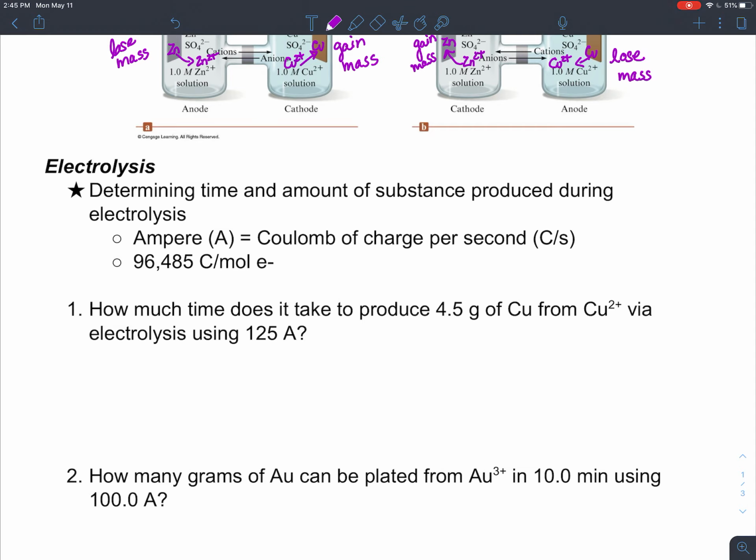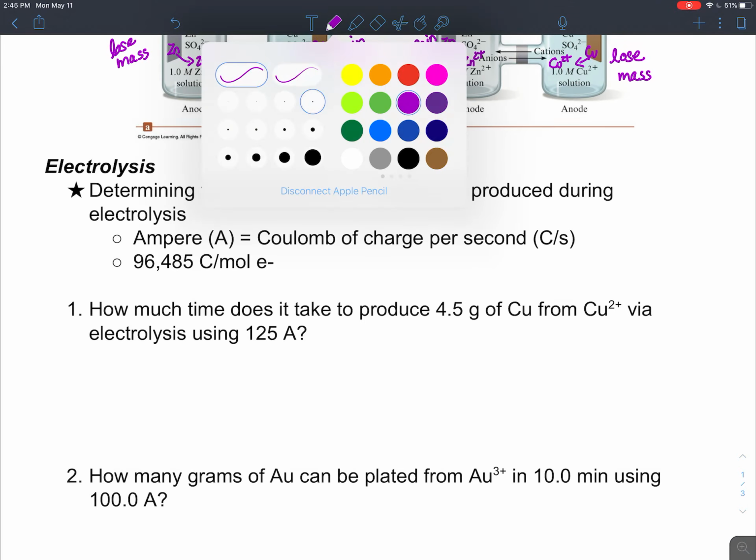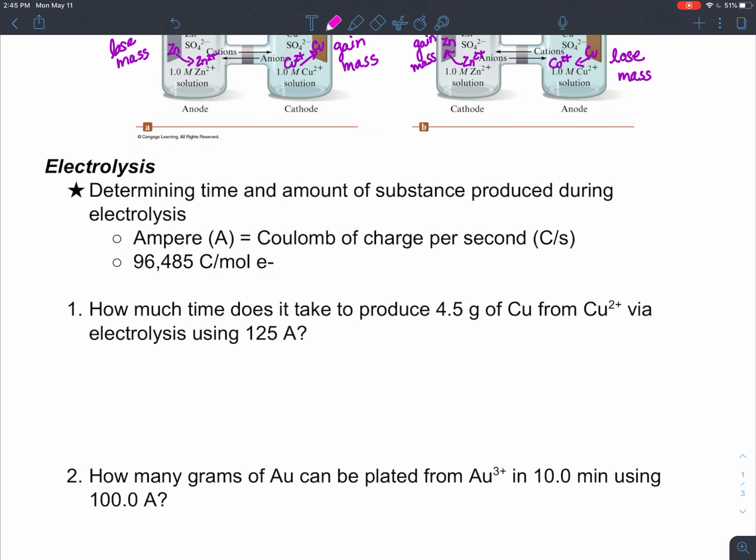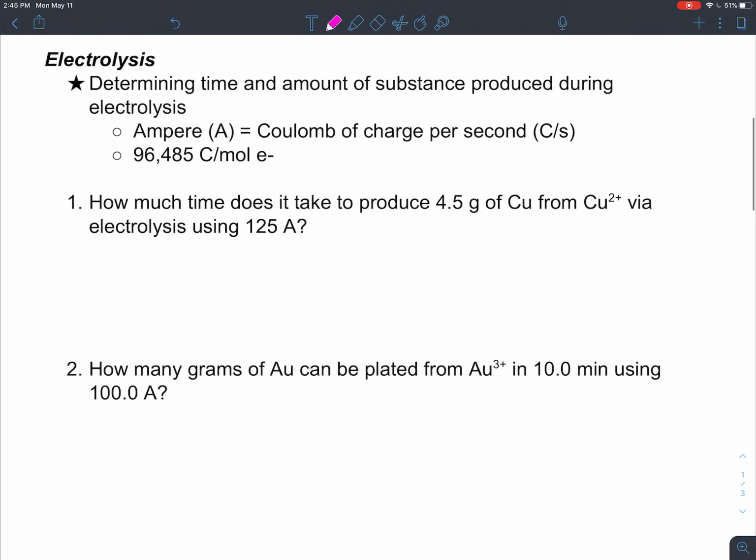These are nice little problems to work through because they're really just dimensional analysis. We're given a series of data, so let's go ahead and take that here. On the first one, how much time, so we want to know time. This is our question. How much time is it going to take to produce an amount of copper using electrolysis with 125 amps? And we don't really need to know anything else specifically about that.